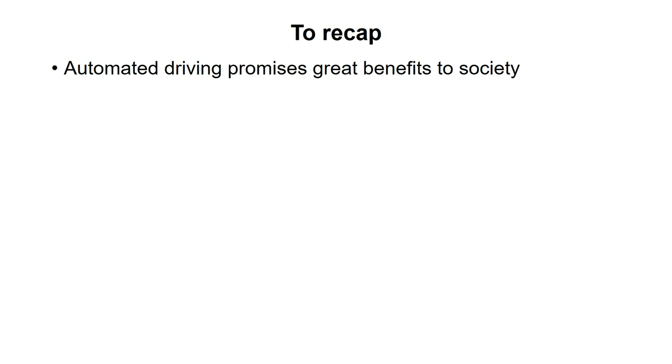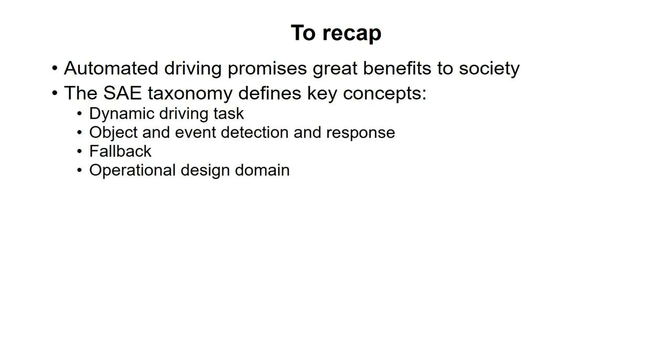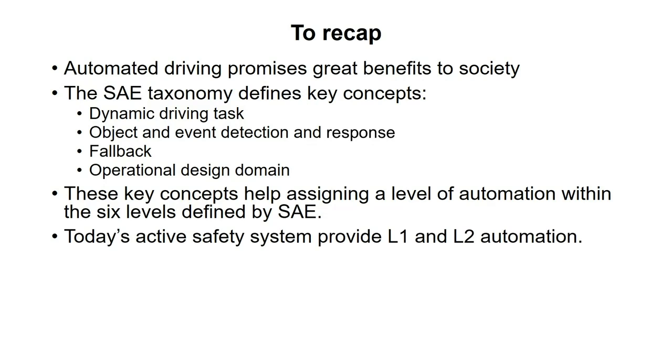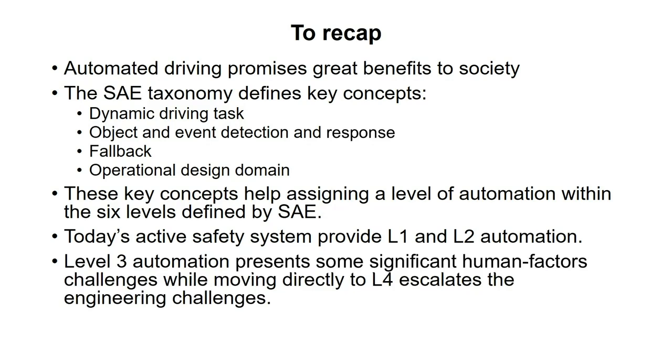So, to recap, in this lecture, we have listed some of the most important benefits from automated driving. Then we talked about the SAE taxonomy and defined some key concepts. We used these key concepts to understand how to assign automation levels according to SAE, and discovered that current active safety systems provide level 1 and level 2 automation. Finally, we discussed some of the challenges associated with stepping up to L3 or trying to jump directly to L4.